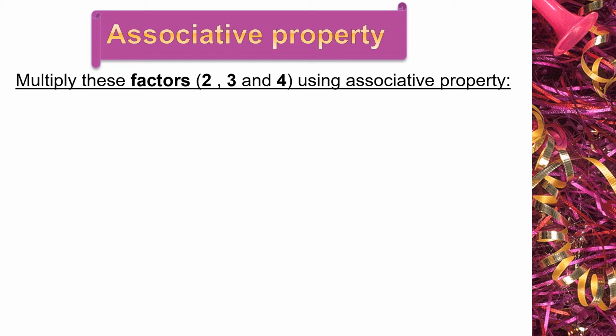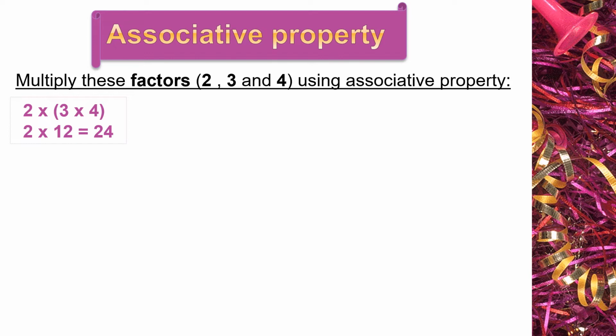How can I multiply them 2, 3, and 4 using associative property? Like this. Here I have 3 factors. I can't multiply all of them together in one step. So what should I do? I will take 2 of them and put them between 2 brackets and then multiply the third. Like here, what I did, I multiplied 3.